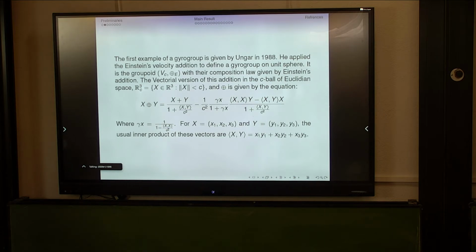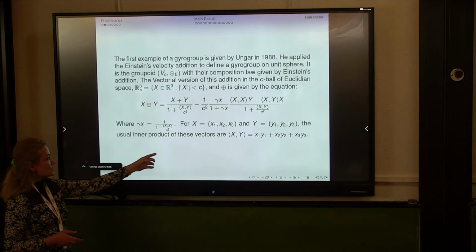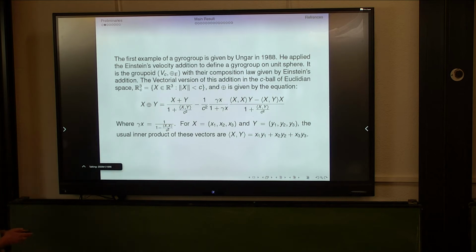It is a gyrogroup, which we see with ⊕_E, defined here for X and Y belonging to R³ with the norm of X less than c, and you can see the product of these vectors defined by this formula.